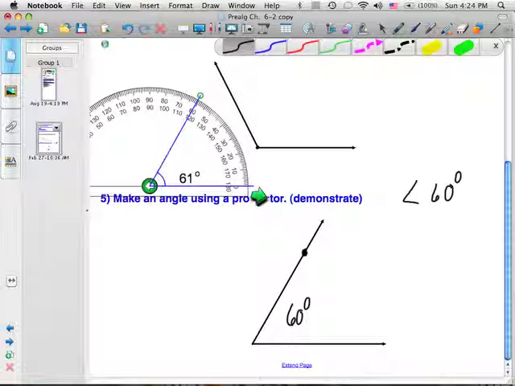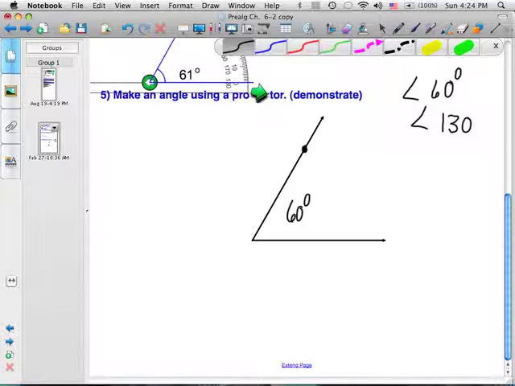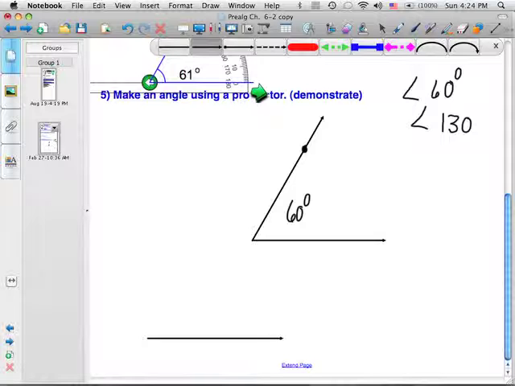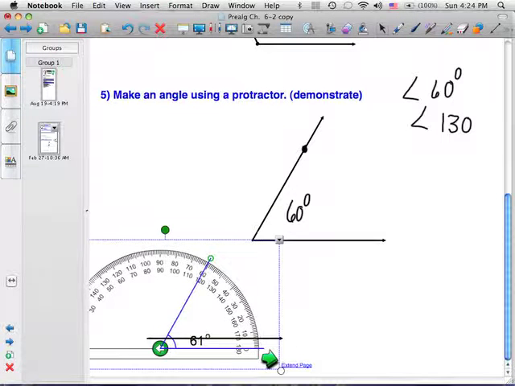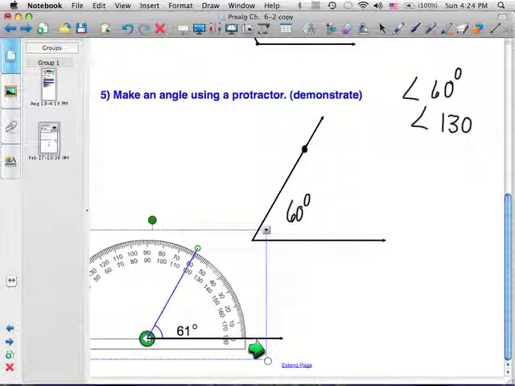We'll do one more, an obtuse angle. Let's say you had to draw an angle that was 130 degrees. Again, make a ray. Take your protractor, put the center at the end point of the ray, line it up at 0 degrees, find 130.